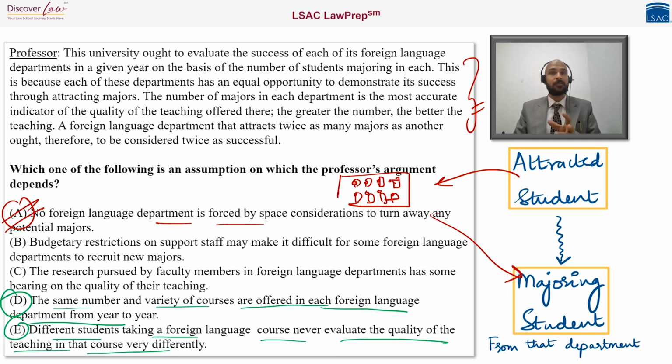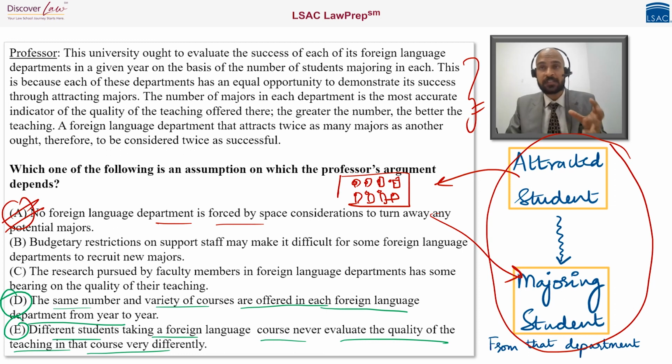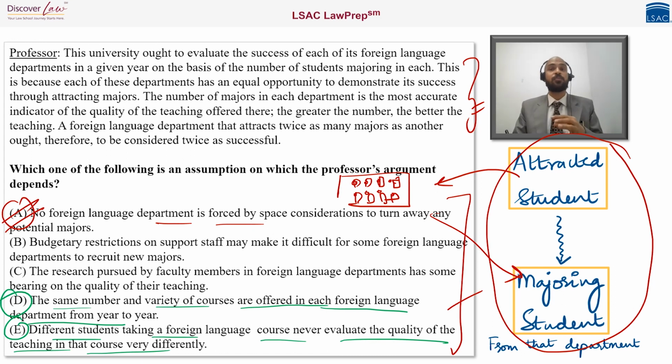Okay, like I said, when you think about what the assumption is, it will be phrased in a manner that's a little different in the options, but it will convey the same meaning to you. Okay, practice these questions and you'll get better at it. Let's proceed.